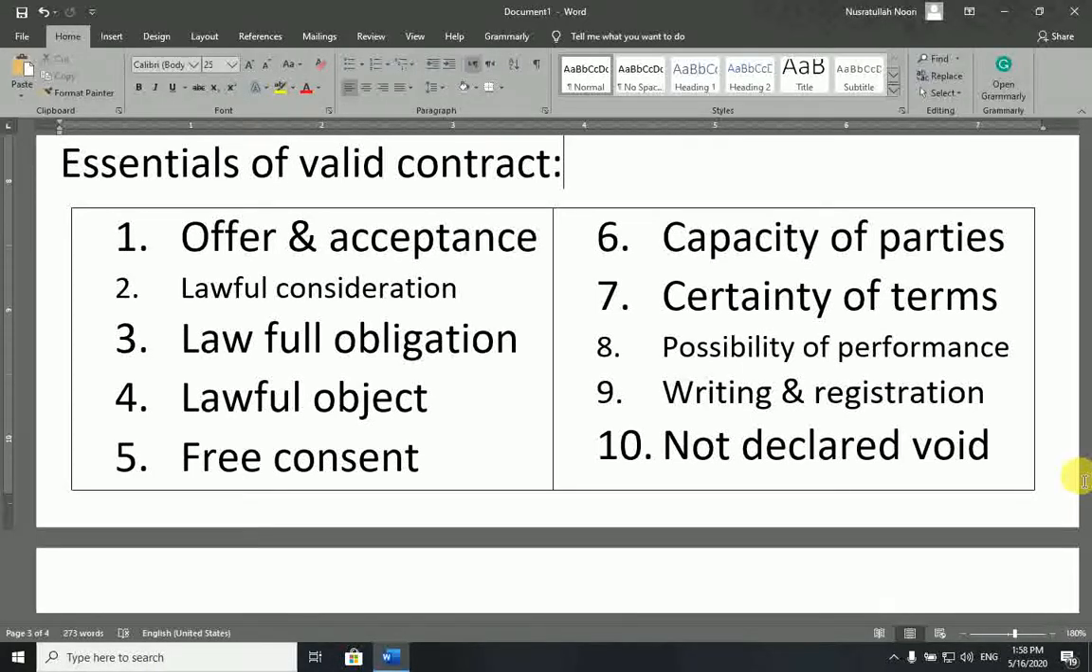Number 4, lawful object. The object which is exchanged between the parties should be lawful. It should not be an object which harms other persons, which does not belong to you, which is fraudulent.